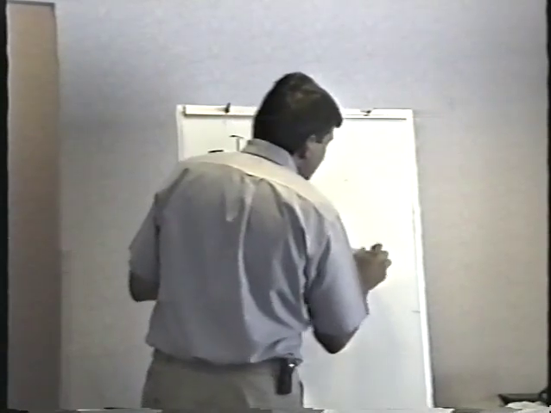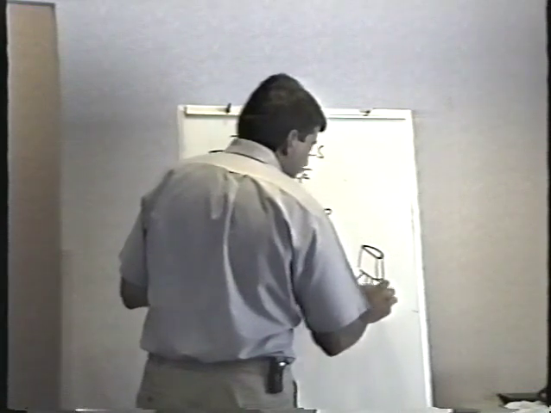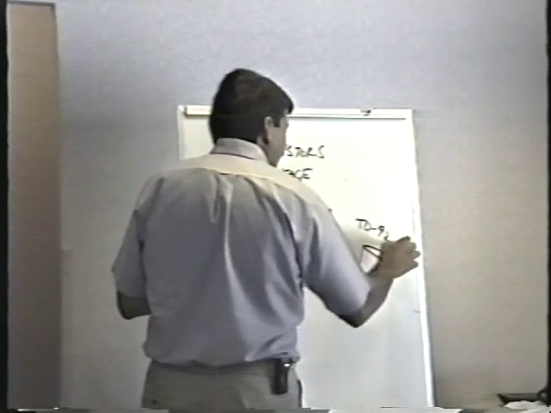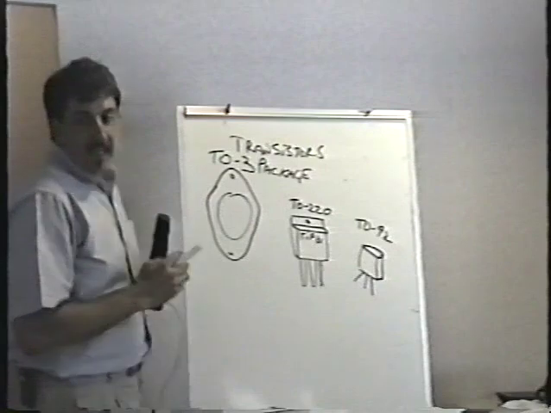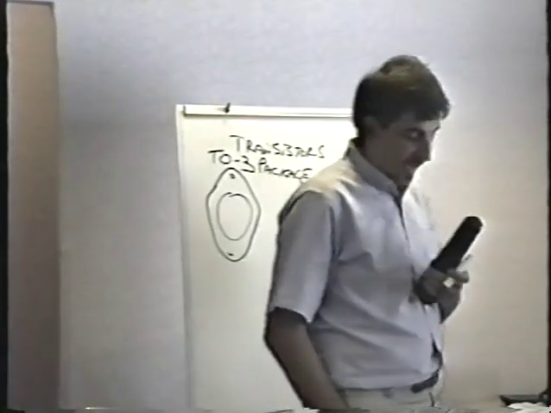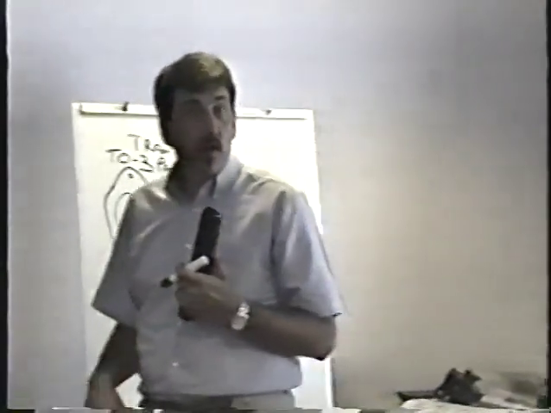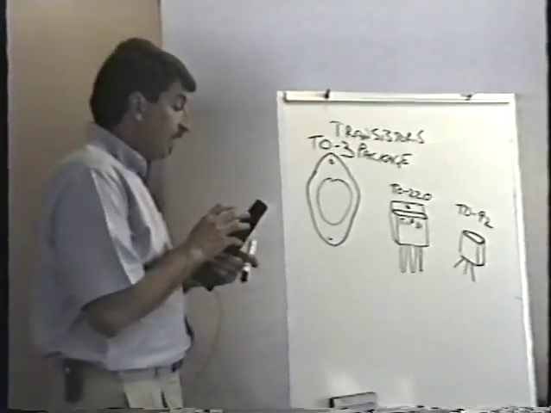And then last and least is this little guy here. This is the TO92 package. This is by no means the only 3 different transistor packages that exist. There are dozens and dozens of different types of transistor packages. And we'll see a couple of others later on. But these are the 3 most common.